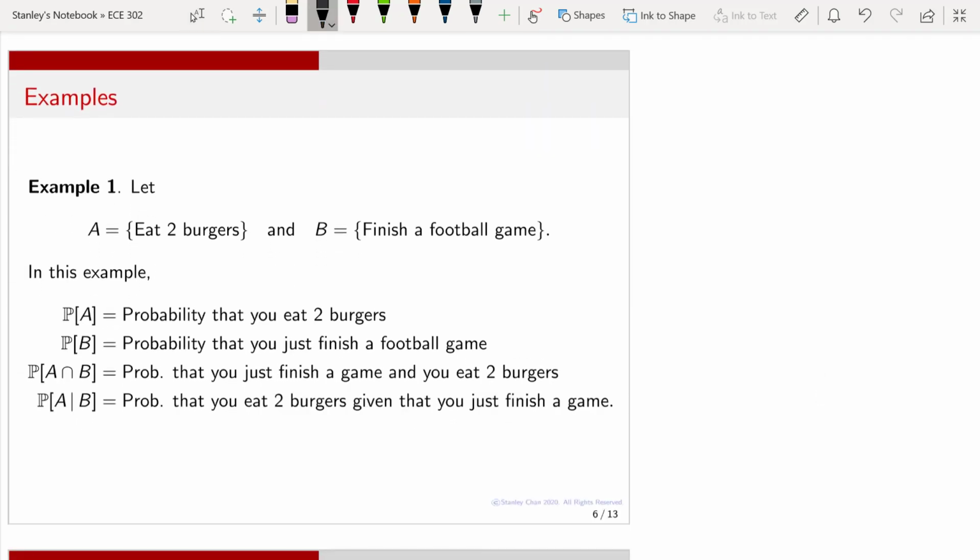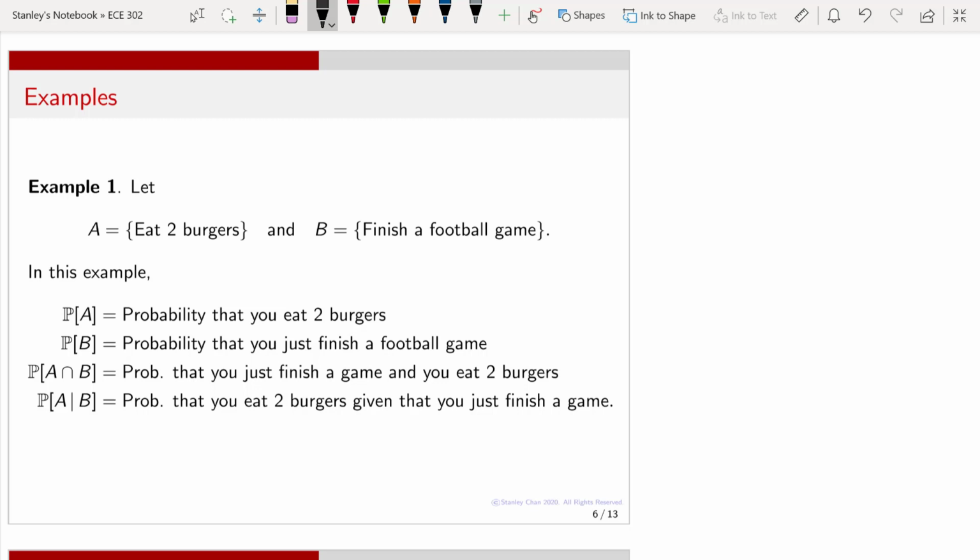Let's look at this example. There's nothing to calculate, but we can learn some conceptual ideas about conditional probability. Let us define two events, event A and event B. Event A says that I'm going to eat 2 burgers, and event B is the event that I finish a football game. So there are 2 events, A and B.